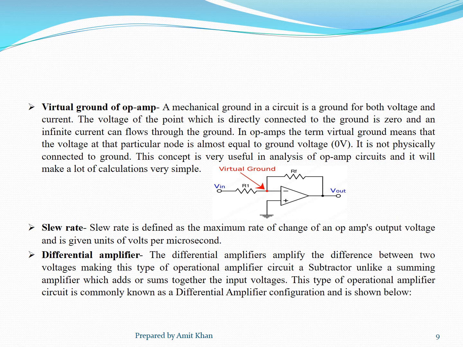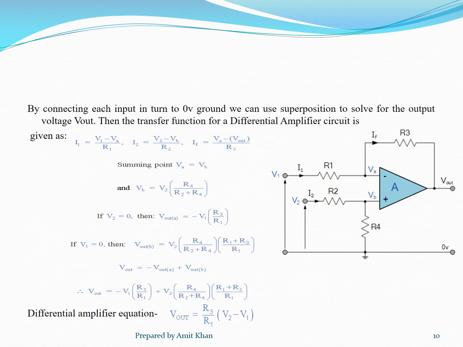Then comes differential amplifier. The differential amplifiers amplify the difference between the two voltages, making this type of operational amplifier circuit a subtractor, unlike a summing amplifier, which adds or sums together the input voltage. So the circuit diagram of differential amplifier is given here. Here I1 equals to (V1 minus VA) by R1, then I2 equals to (V2 minus VB) by R2, and IF equals to (VA minus V out) by R3.